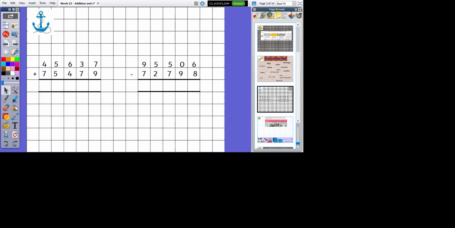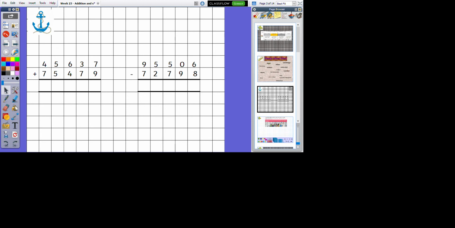Okay, your anchor for today is to quickly complete these addition and subtraction formal methods in columns for me, please, because this is our anchored skill for today. This is what we need to be able to complete our tasks. So have a go at those.